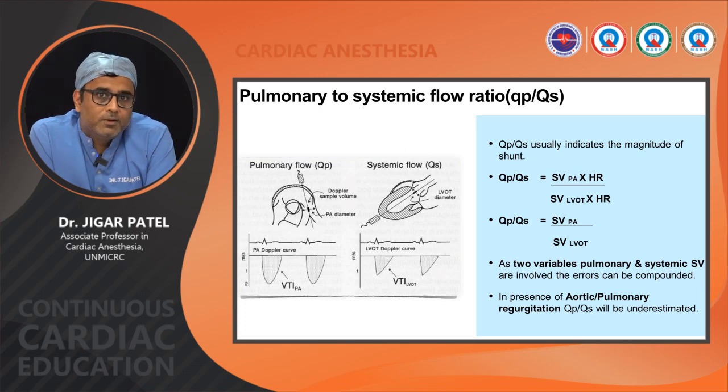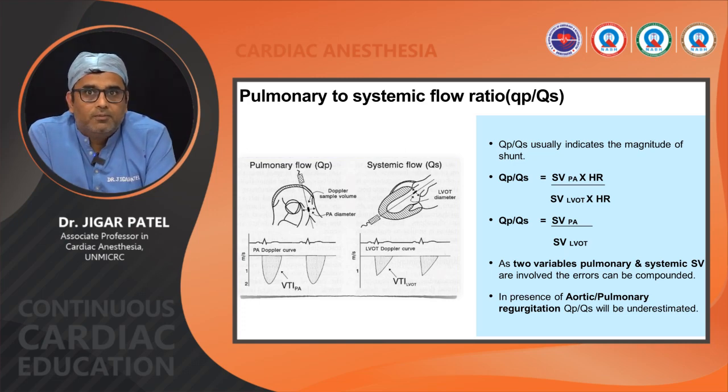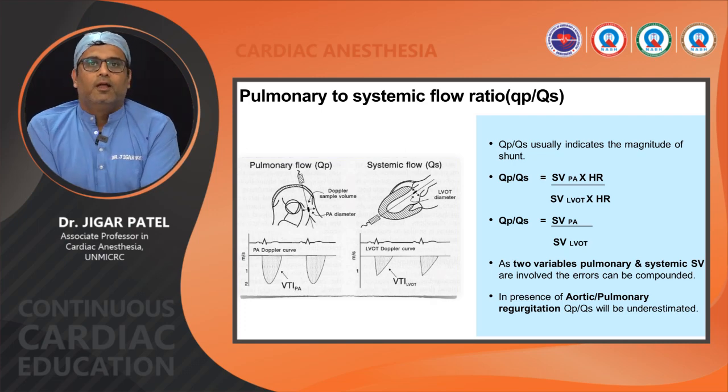So here you have to measure pulmonary blood flow, or pulmonary stroke volume, and take the ratio along with aortic valve stroke volume. The equation is QP/QS equals stroke volume across the pulmonary valve times heart rate, divided by stroke volume across LVOT times heart rate. You can also take stroke volume across the aortic valve. Simplifying this equation, heart rate is removed, and the final equation is stroke volume across the pulmonary valve divided by stroke volume across LVOT.